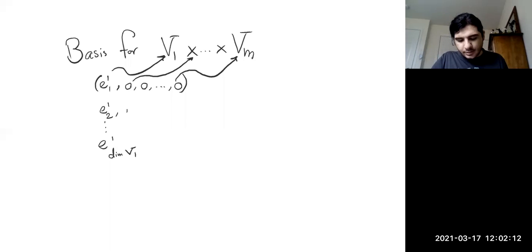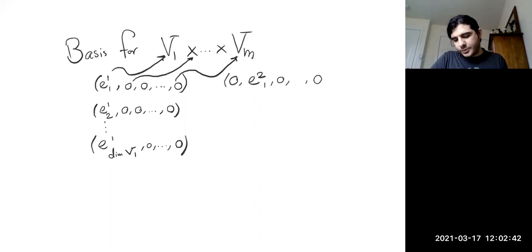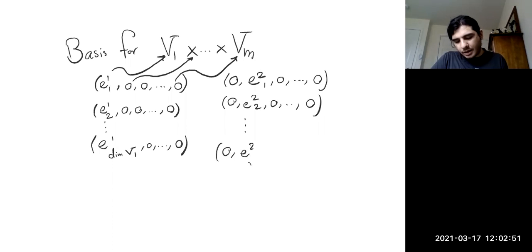Well, completely in a similar way, E12, 0, 0, 0 up to Vm, having 0 there, is a vector in the product space. I can do the same thing for all of them. Now I have dimension V1 many vectors in the product space. Now look at these vectors: 0, E21, 0, up to 0. 0, E22, 0, and 0, E2 dimension of V2, 0, up to 0.